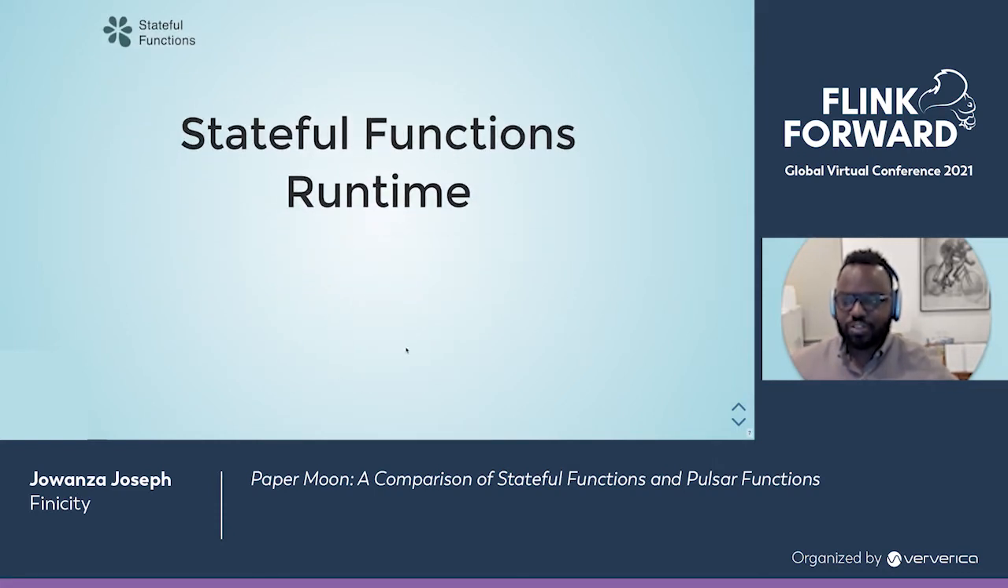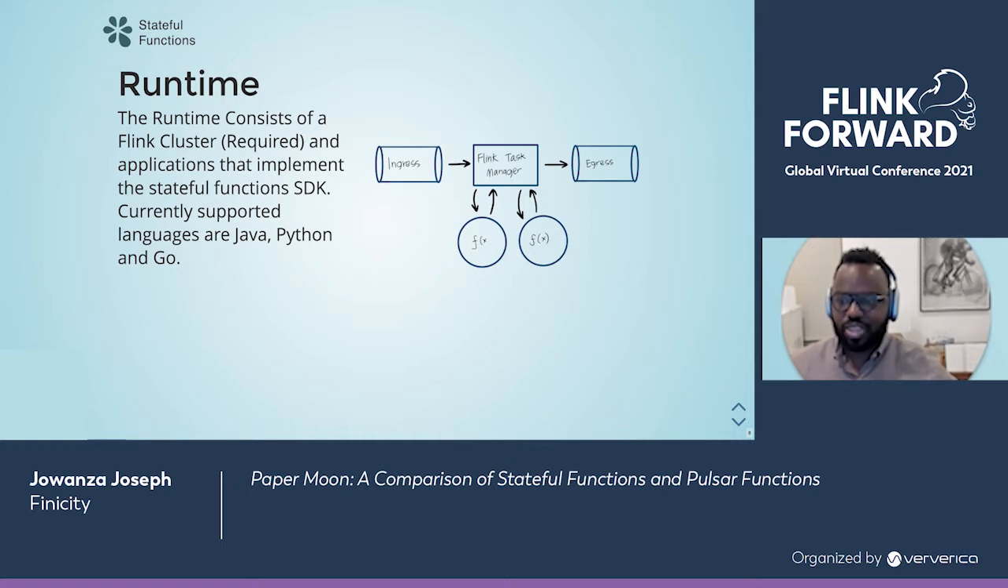So let's talk about the stateful functions runtime. What's included? What do you need to run stateful functions? For stateful functions, you need a Flink cluster, and then you also need applications that implement the stateful functions SDK. Currently, the SDK languages are Java, Python, and Golang. You can think of the stateful functions runtime as your existing Flink infrastructure, and then these functions that are outside of the cluster or within the cluster. We'll talk a little bit about those different ways to deploy it in a minute. But it's really about providing another API or another mechanism for dealing with messages, and by providing that new way of doing things, really opening up the possibilities with Flink and what Flink can do.